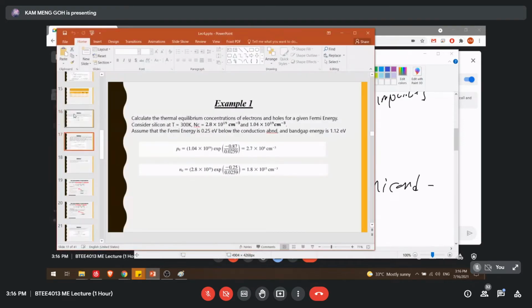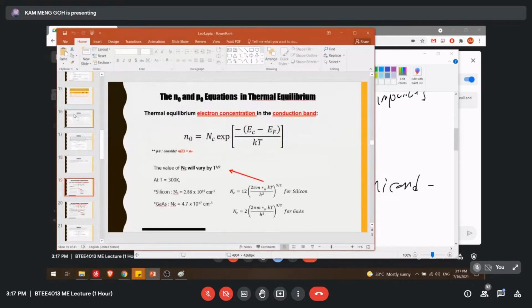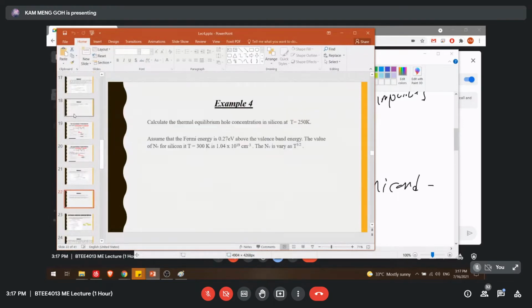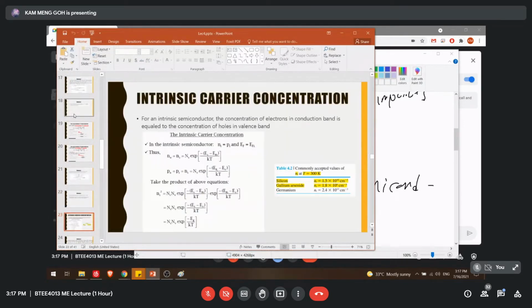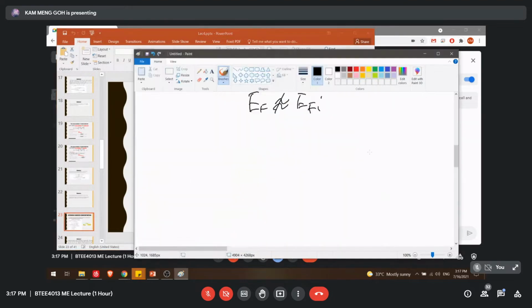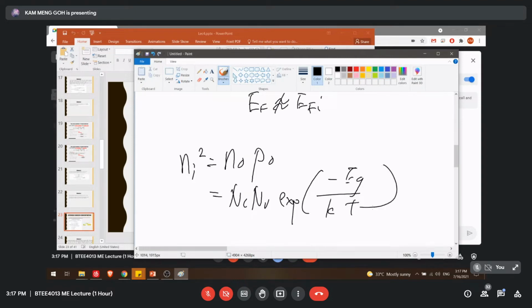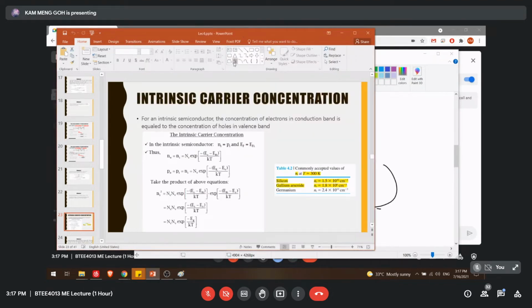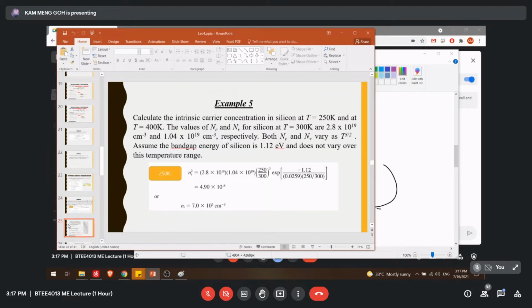Okay, this thing we have already learned. Done, this one done, this one done. Okay, this one is an intrinsic. Before I forget, your Ni square is equal to No multiplied by Po. Okay, also equal to NC NV exponential minus Eg over kT. But one good thing for you is you don't have to memorize all the formulas since the test and the examination is open book. Okay, so this one done.